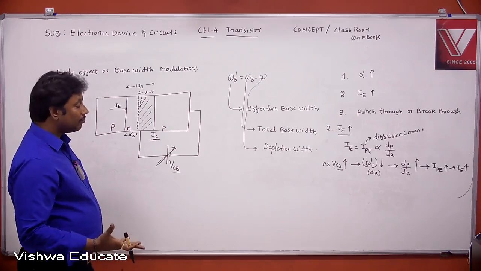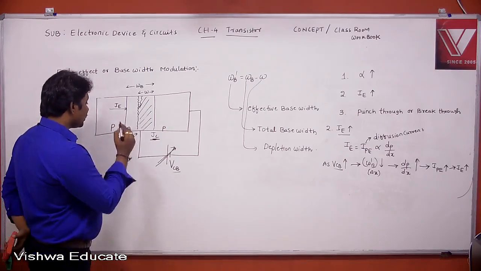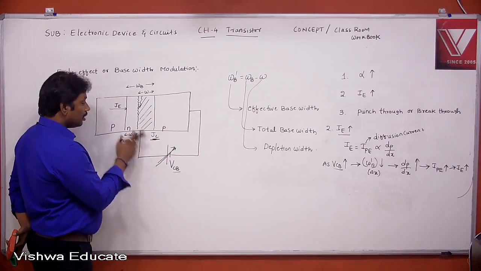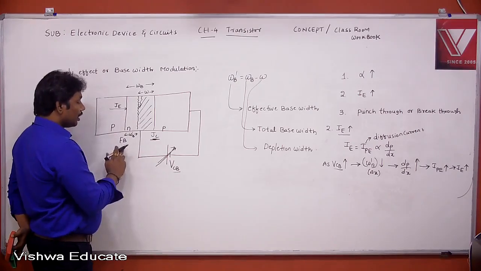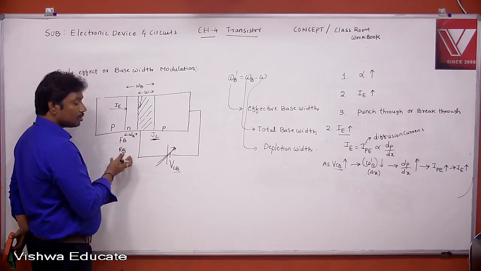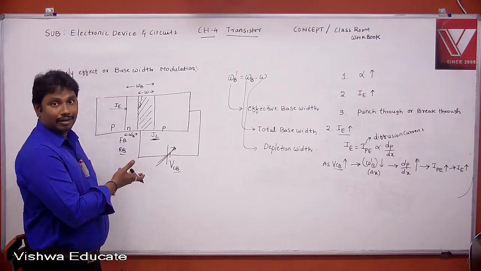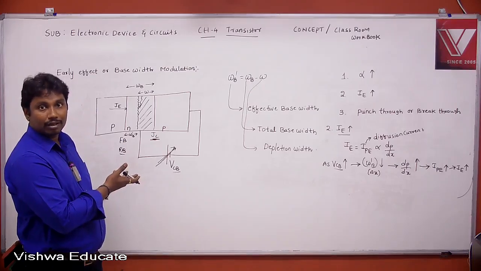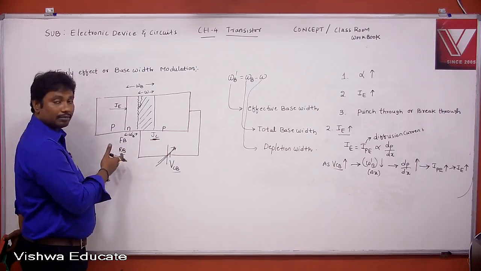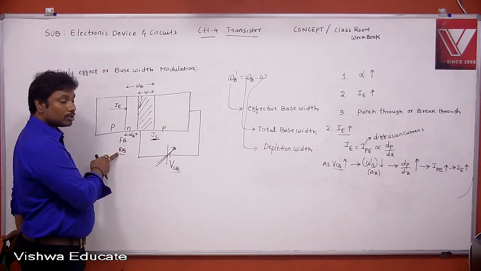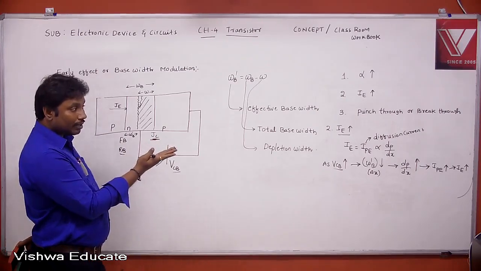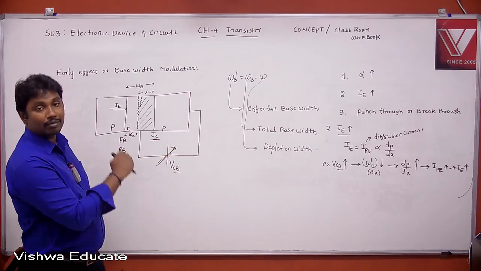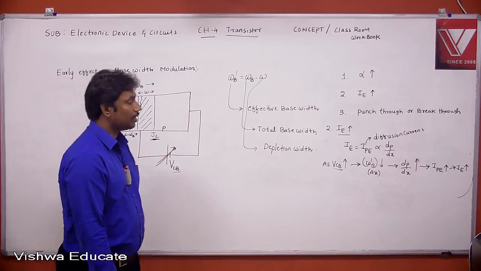Which may change the biasing conditions of the BJT. For example, you are fixing the emitter junction as forward bias. Because of this VCB, this IE changes, and it may go to reverse bias. That means the transistor malfunctions. Am I correct or not? You are fixing the forward bias, but it may go to reverse bias because of the increase of emitter current. This is one side effect to the BJT.